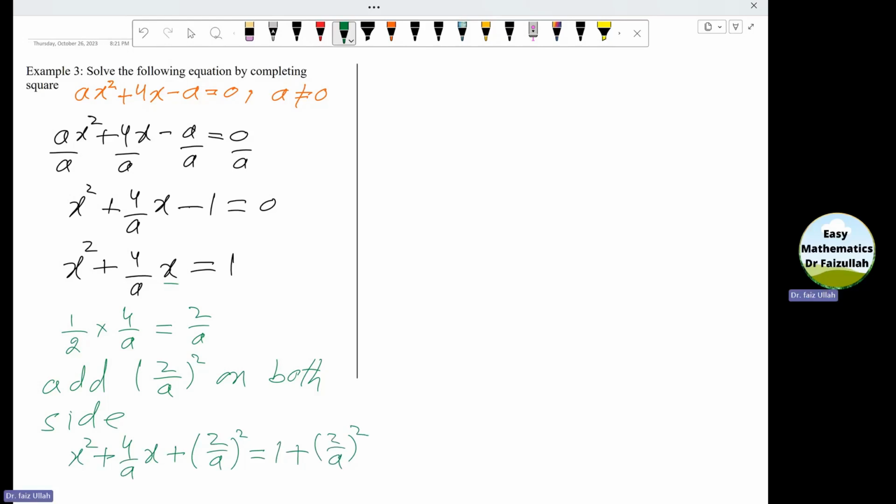Let us simplify this. The left hand side is equal to x plus 2 divided by a whole square. And to simplify the right hand side, we have 1 plus 4 divided by a square. Let us further simplify the right hand side by taking its LCM, which is a square. We have a square plus 4 divided by a square. And now let us take the square root on both sides.